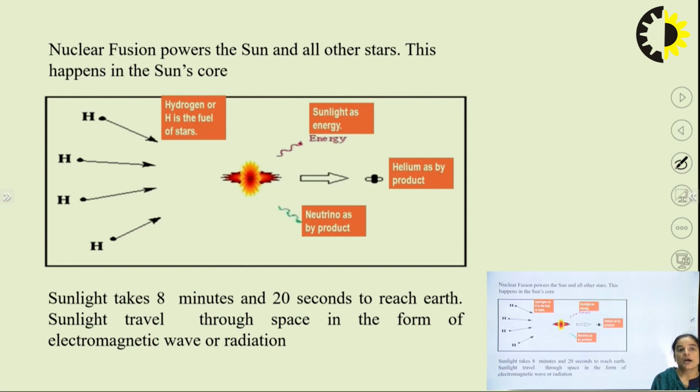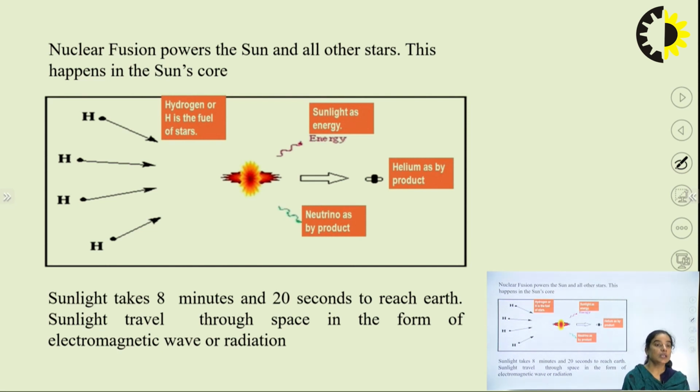Hydrogen is the fuel of the star. If we see the fusion reaction, hydrogen atoms are fused together and they form an alpha particle or helium atom. In this process energy is being released. In between this process, neutrino is a byproduct, and helium is a byproduct also.